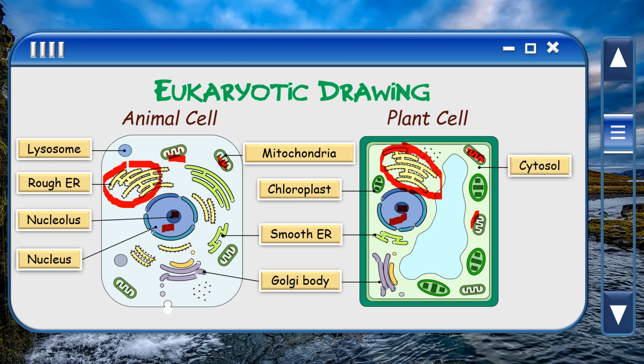We have the cytosol, that is the cytoplasm. It does exist in both plant cells and animal cells. We have the cell wall. Cell wall is present in plant cells, but it is absent in animal cells. The cell vacuole, which is occupying much of the middle part of the plant cell.